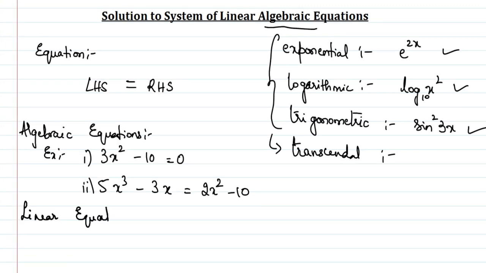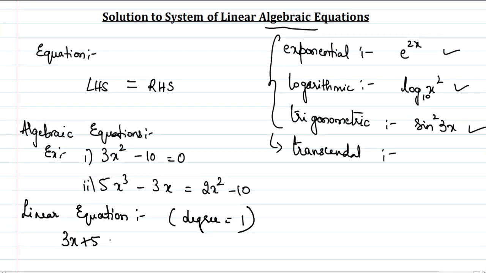Now we shall see what is a linear equation. A linear equation is one in which the highest power of the variable, which is called the degree, is 1. So if the degree of the polynomial is 1, then we call it a linear equation. So 3x plus 5 equals 0 is a linear equation. Let's take one more example. 2x equals 8 is a linear equation. These are linear equations in one variable.